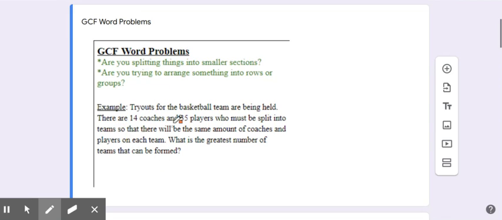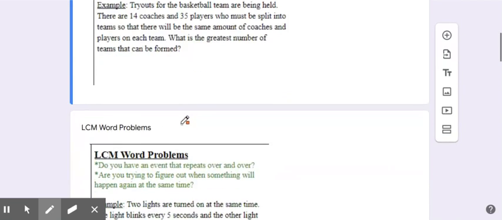So, for example, here's the situation about a basketball team. Tryouts are being held. There's 14 coaches and 35 players who must be split into teams so that there is the same amount of coaches and players in each team. What is the greatest number of teams that can be formed? There's a couple key words here. One is split. You want the same amount of coaches and players on the same team, so you are dividing equally or splitting equally. And so this is a hint that this is a GCF word problem.